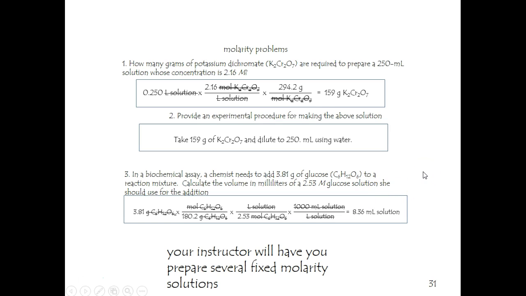Okay, you should be in a position that you could prepare any type of solution at this point. And if you're in my classroom, you would be at this point asked to prepare lots of fixed molarity solutions, just to make sure you know how to do it. This is preparing solutions.